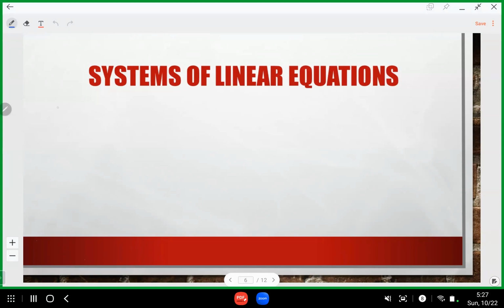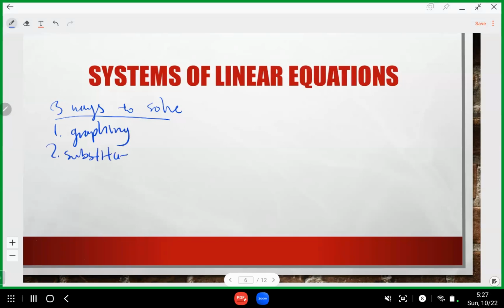So there's 3 ways for now. That is by graphing, substitution, or elimination. So these are the 3 ways that we know as of now. There are also other ways, which we're going to learn down the road.